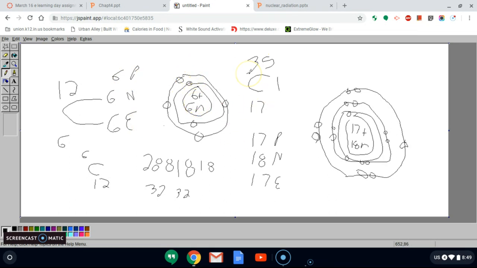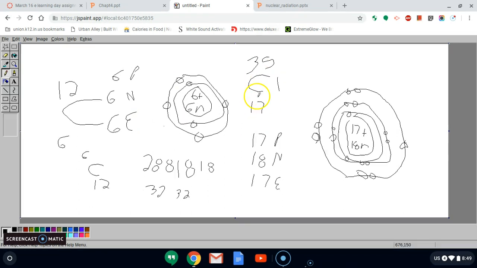Now let's go over to chlorine. Chlorine's number 17. Again, you're going to have them flipped on your copy, and that's okay. But this 17 represents your number of protons. 17 identifies chlorine as chlorine.